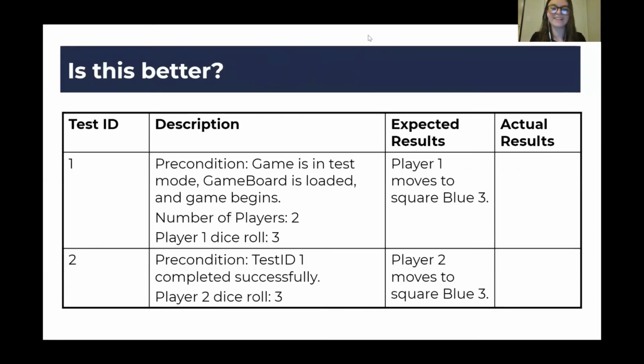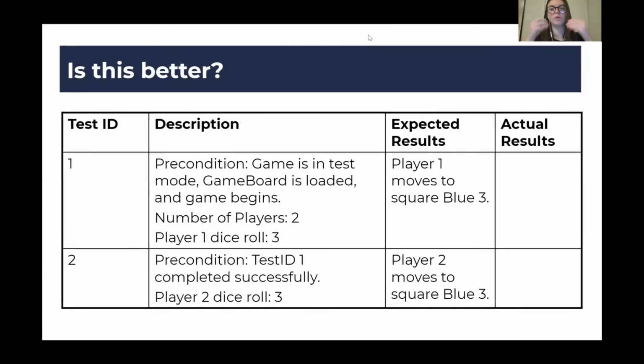Or is this better? The precondition is that the game's in test mode, there's a game board already loaded, and there's a game in progress. There are two players, and player one rolls a 3. This sets up the whole test, and we expect that since the player rolled 3 on the dice, they're going to move to space 3. And then the actual result would be what actually happened when it was run through that dice program.